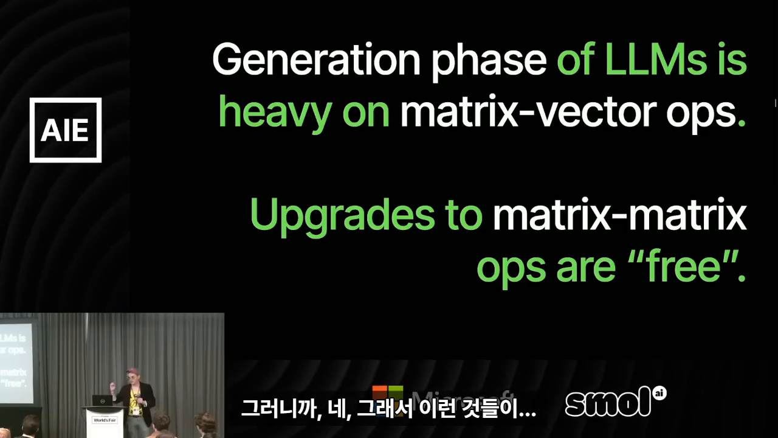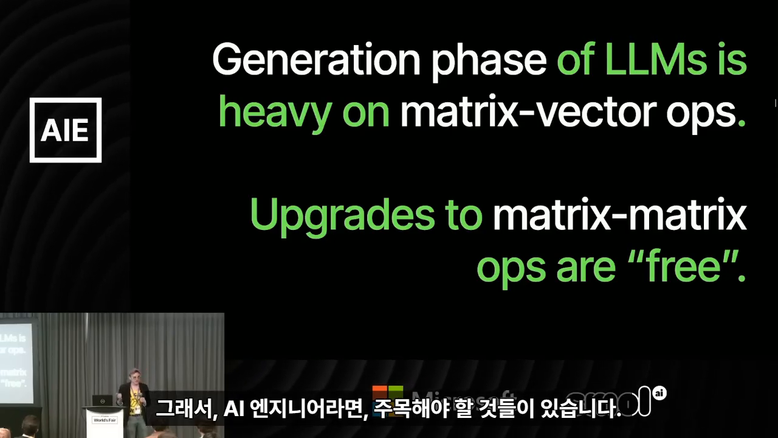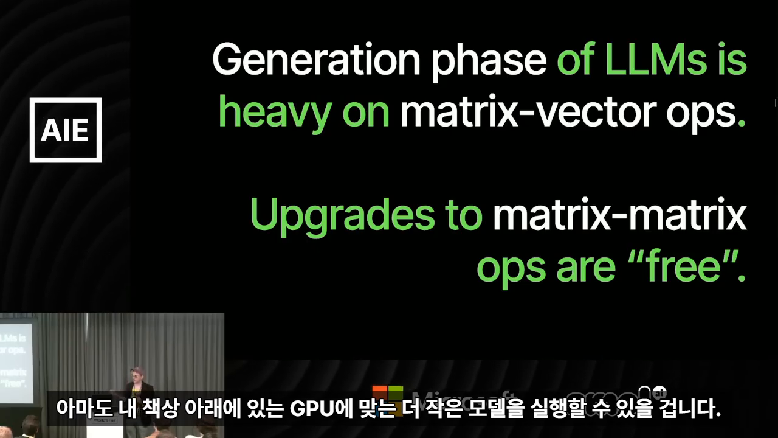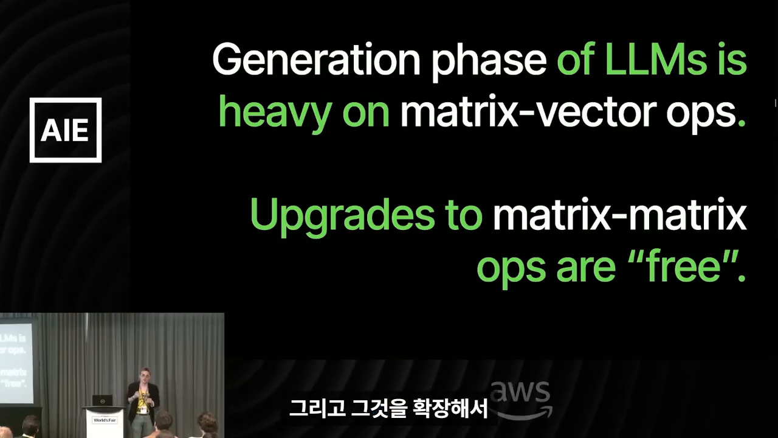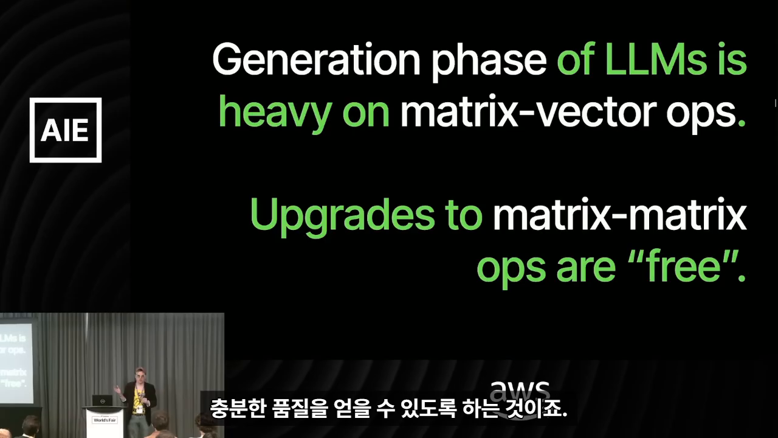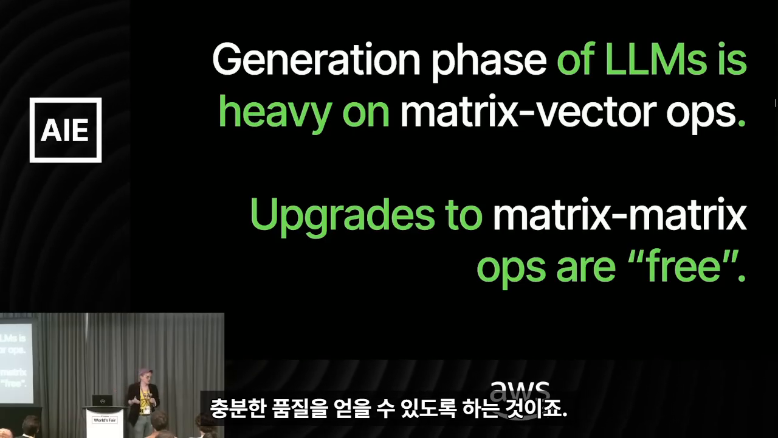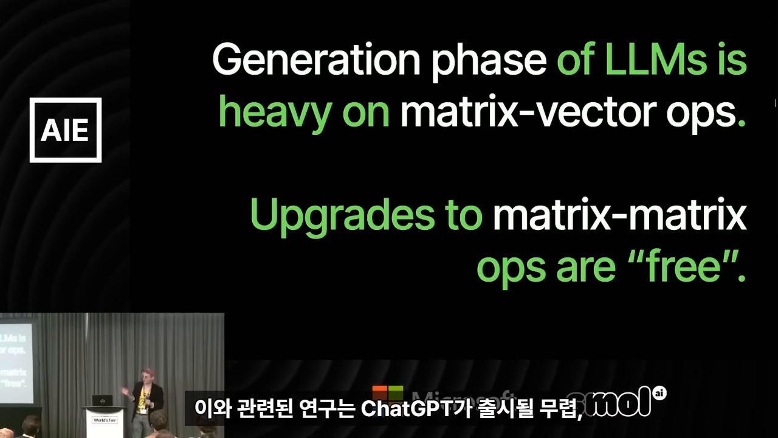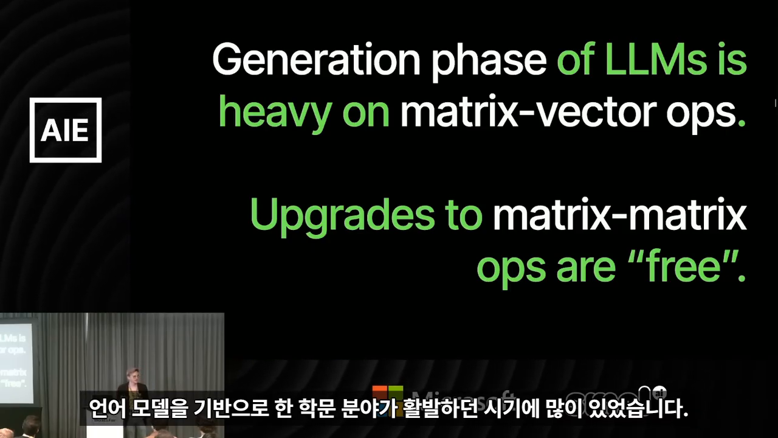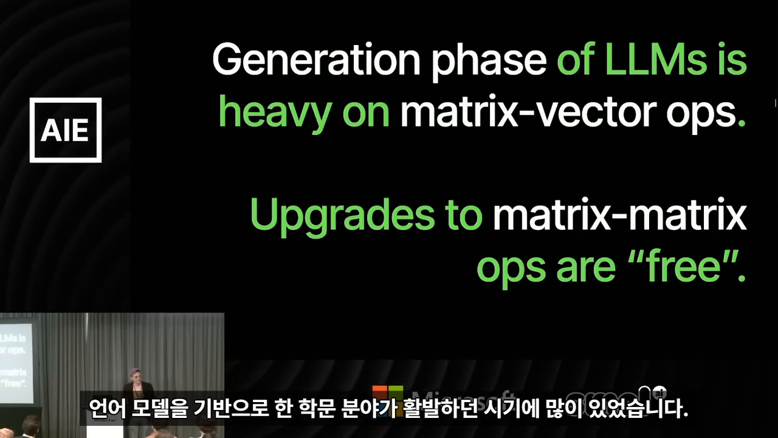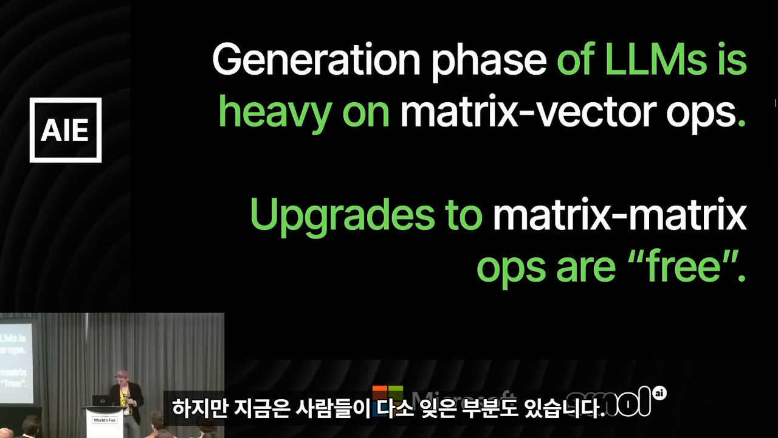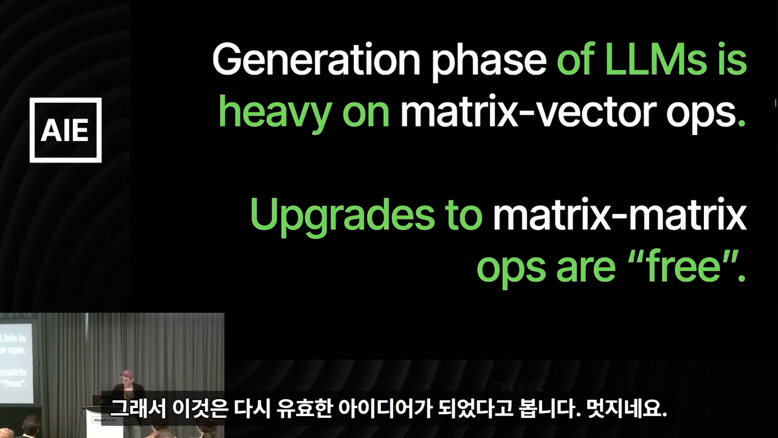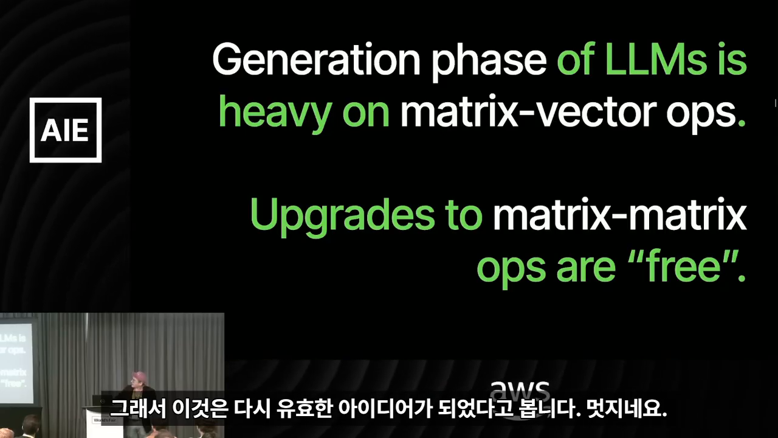So as an AI engineer, the thing you should be looking at is, okay, maybe I can get away with running a smaller model that fits on a GPU that's under my desk, and then I just scale it out in order to get sufficient quality to satisfy users. There's a bunch of research on this stuff from around the release of ChatGPT, when there was still a thriving academic field on top of language models. People have kind of forgotten about it a bit, but I think the open models are good enough that this is back to being a good idea.